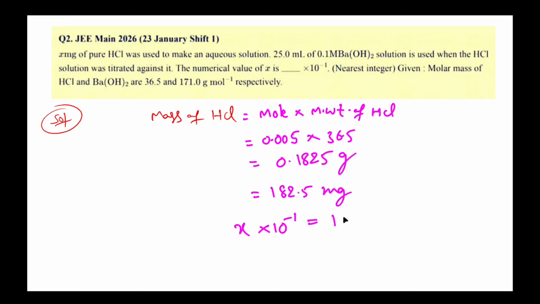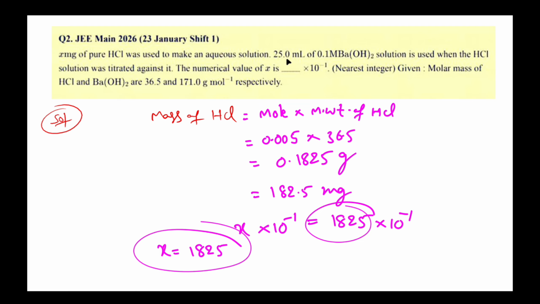So that is 1825 into 10 power minus 1. So the x value is 1825. That is, 1825 is the answer.